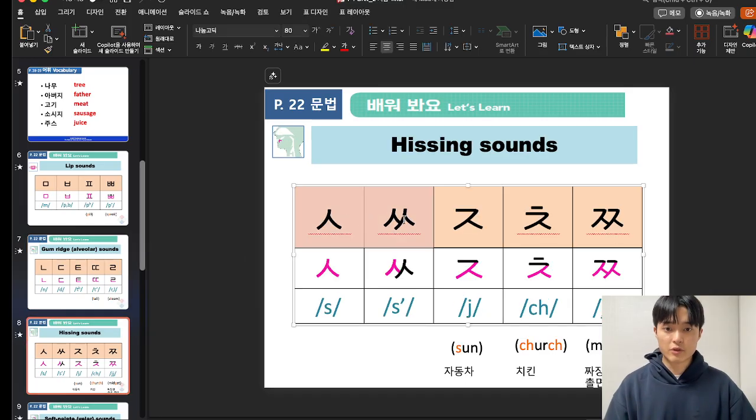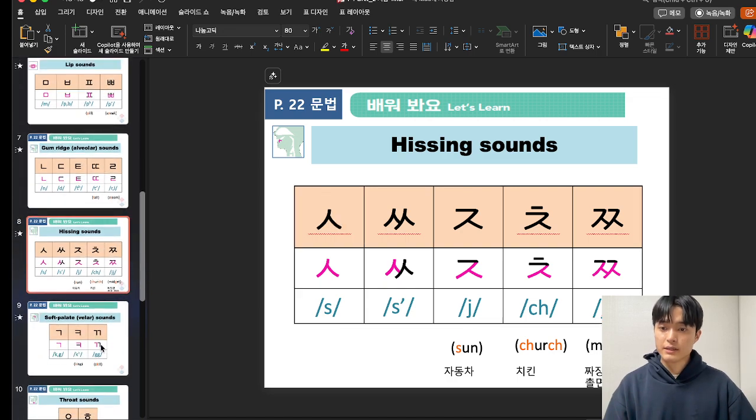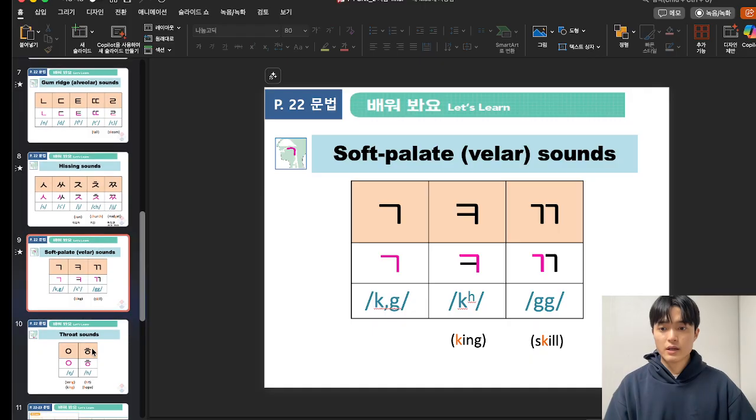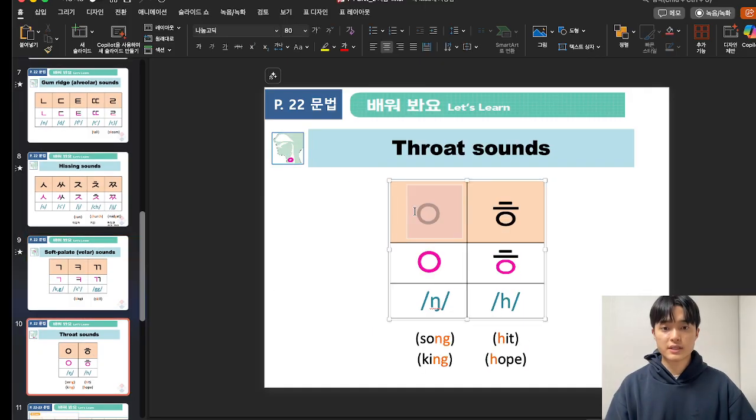And there are also double consonants here and here. This is pronounced S, and this is pronounced J. Yes, as you can hear, it's a stronger sound than the single consonant. And this is also G, and this is G. And when I pronounced it, I pronounced this ng.